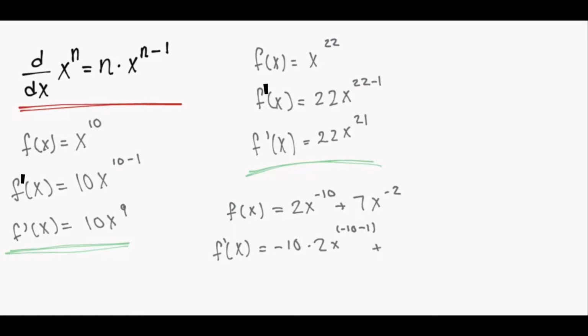It's the same for the other part. So negative 2 multiplied by 7x to the power of negative 2 minus 1. You'll be left with f prime of x equals negative 20x to the power of negative 11 minus 14x to the power of negative 3.